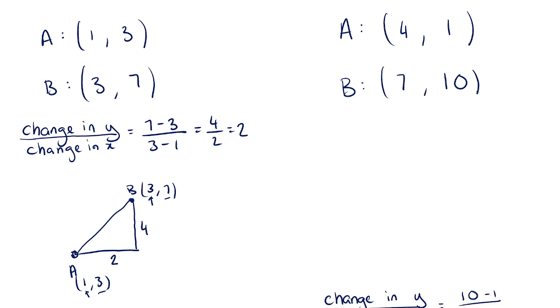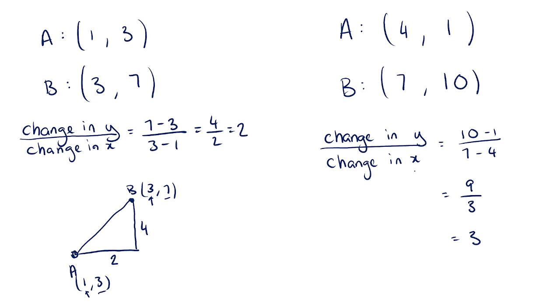Okay, so if you tried that, you should have done something like this. So you have change in y divided by change in x, which is 10 minus 1 over 7 minus 4, which is 9 over 3, and then that simplifies down to just 3. That is the answer you should have got.